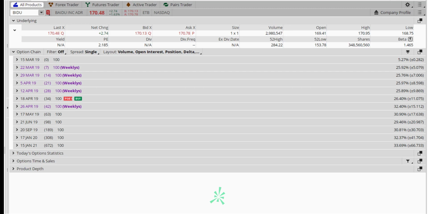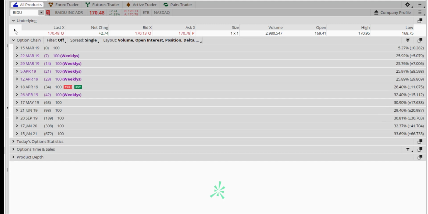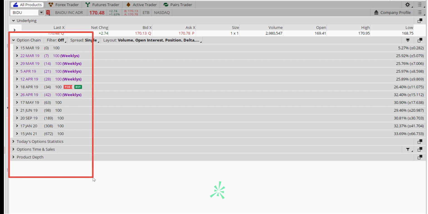Now, once you've identified the ticker, let's look at the information on the option side. The area below the underlying is information around the option chains. So this is where all the option chains are listed. As you can see, there are different dates here. These dates are the expiration dates. So this is an option that is expiring on 15th of March. This is an option which is expiring on 18th April. This is an option expiring on 17th May and so on.